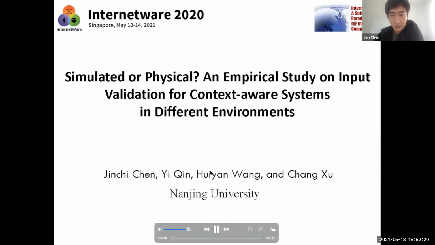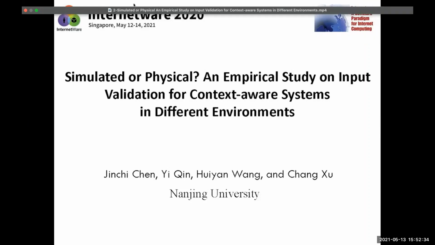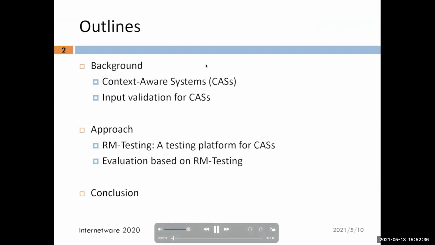Hello, welcome to this presentation on our paper titled "Simulate or Physical: An Empirical Study on Input Validation for Context-Aware Systems in Different Environments." I will introduce the background of the question, including context-aware systems and input validation for them. Our approaches include a testing platform for CAS called RM testing and the evaluation based on it.